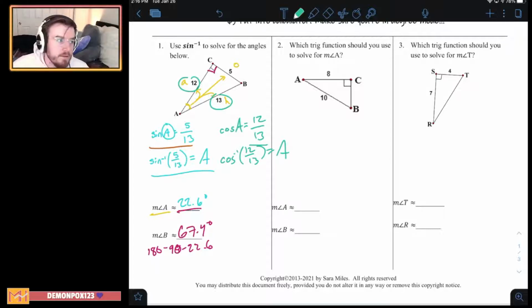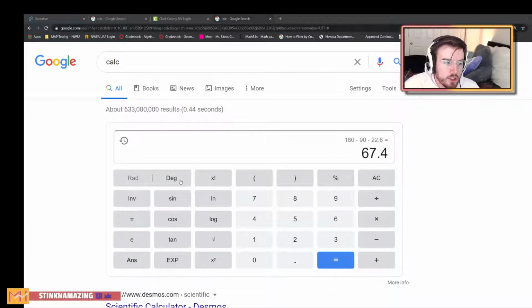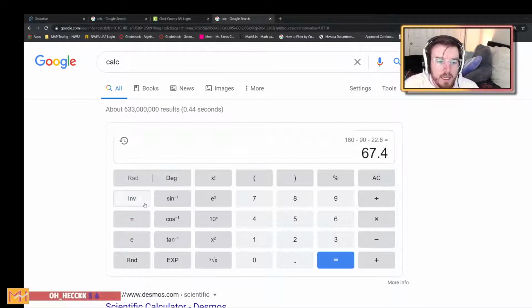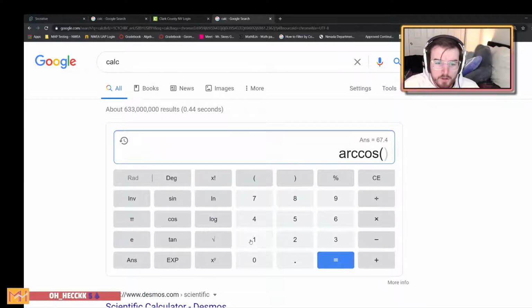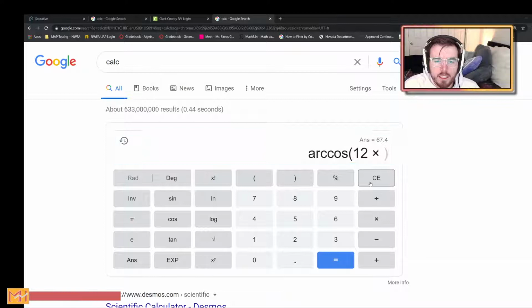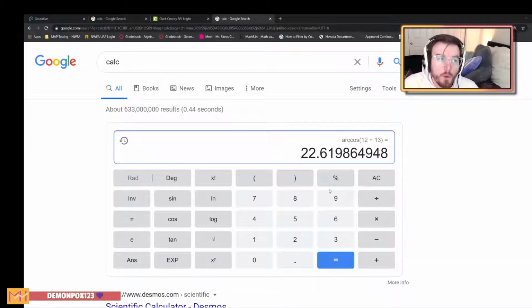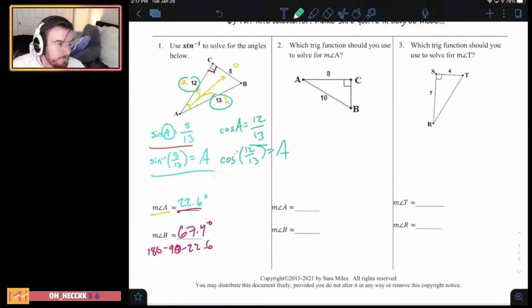So I inverse it. And check this out. If I type that into a calculator, inverse cosine of 12 over 13, again making sure I'm in degree mode and not in radian mode, it is 22.6. The exact same thing. We get the exact same answer. It does not matter which trig function you use if you know all three sides. Okay? So do not stress about that.